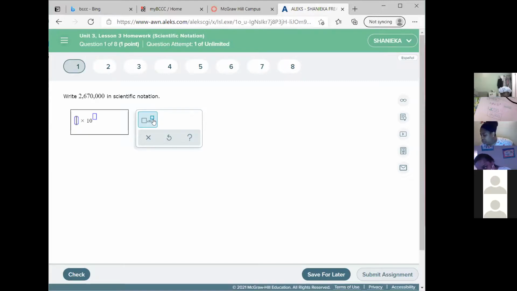So it's 2.6. And you have to include the 7, so it would be 2.67. You would include any number that's not a zero. Times 10 to the 6. 2.67 times 10 to the 6. 1, 2, 3, 4. Yeah, I think 6. Yes.